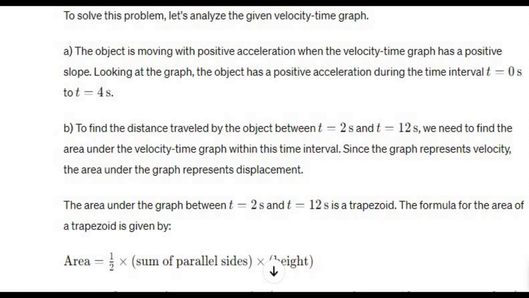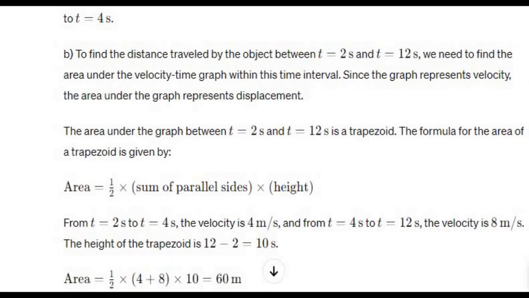equals 4 seconds. B. To find the distance traveled by the object between t equals 2 seconds and t equals 12 seconds, we need to find the area under the velocity-time graph within this time interval. Since the graph represents velocity, the area under the graph represents displacement. The area under the graph between t equals 2 seconds and t equals 12 seconds is a trapezoid. The formula for this area is: area equals half the sum of the parallel sides multiplied by the height.